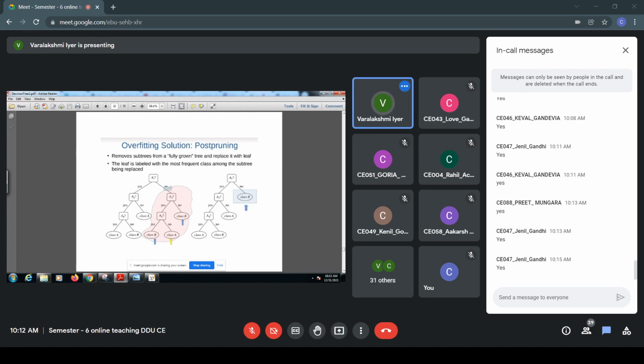So for example, this particular subtree you are going to replace with a leaf node. You will replace this subtree with the most frequent class that is occurring in it. For example, the most frequent class here is class B.